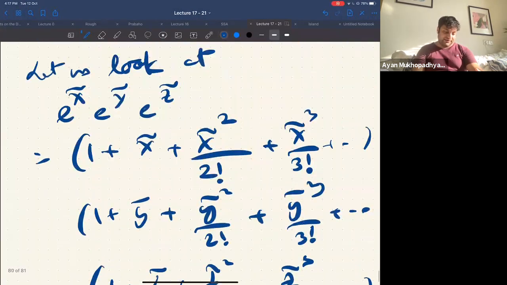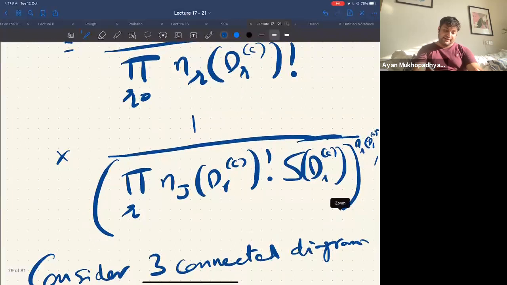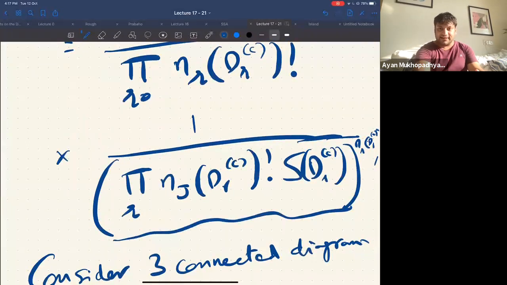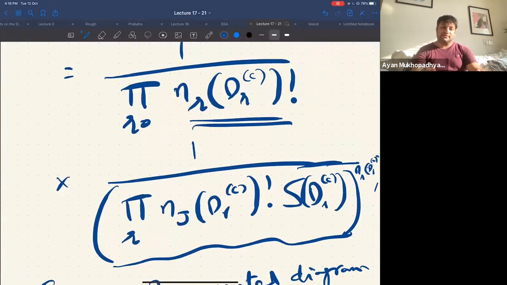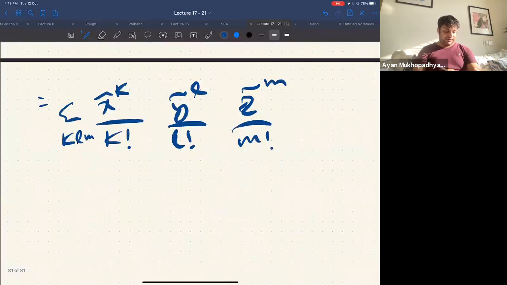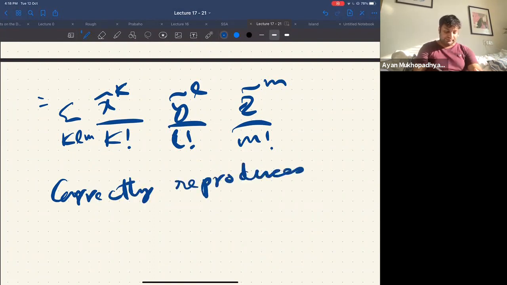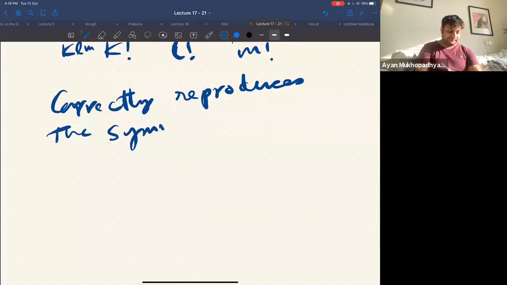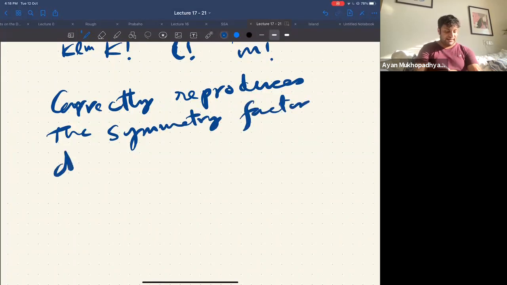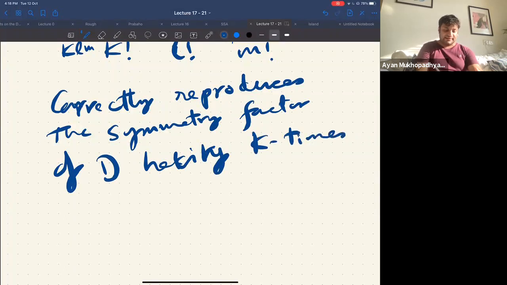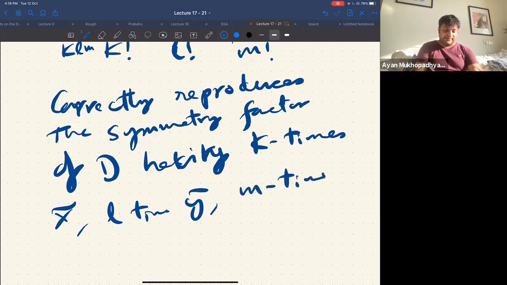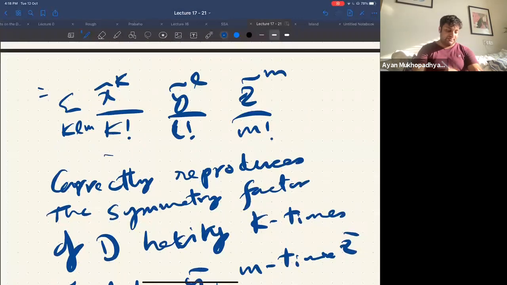Now, if you compare with the symmetry factor of such a disconnected diagram, you see you exactly get that, because the symmetry factor is already absorbed in X tilde, Y tilde, Z tilde. And then we have this extra factorial, and this is exactly the number of times each connected component is appearing. So you are correct, and this correctly reproduces the symmetry factor of D having K times X tilde, L times Y tilde, and M times Z tilde. So it's exactly the right symmetry factor that you should get.